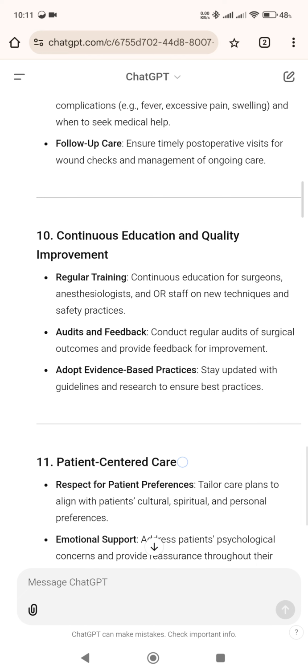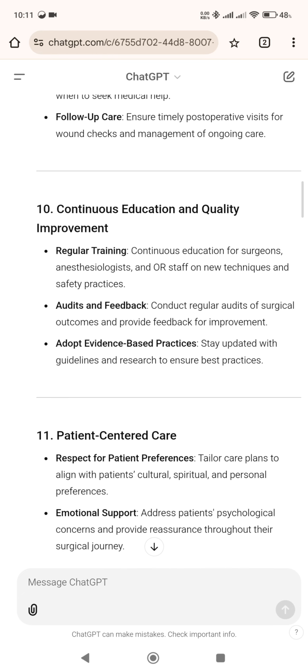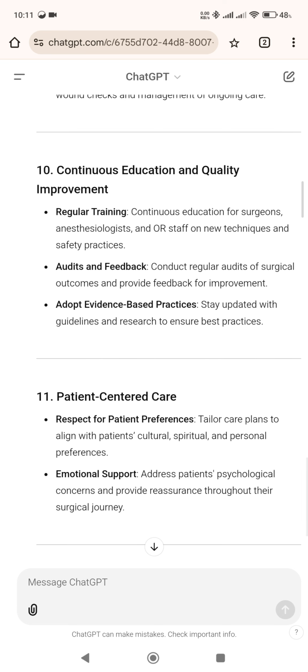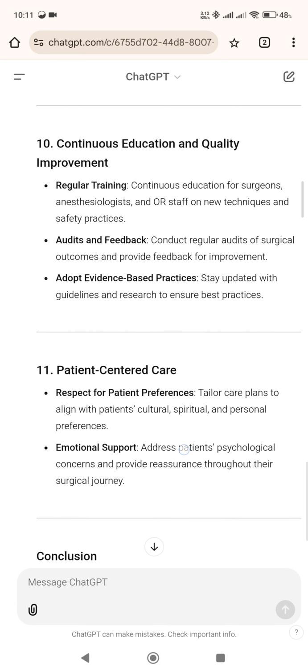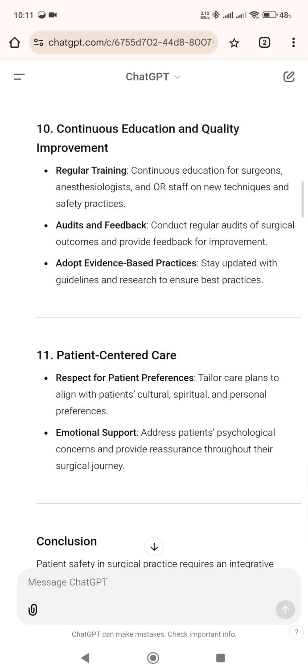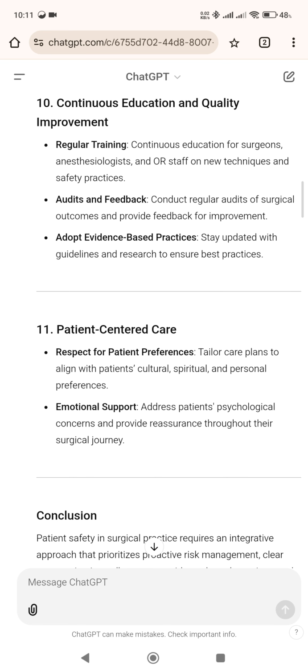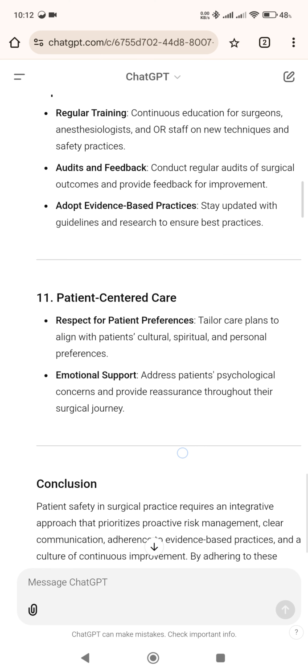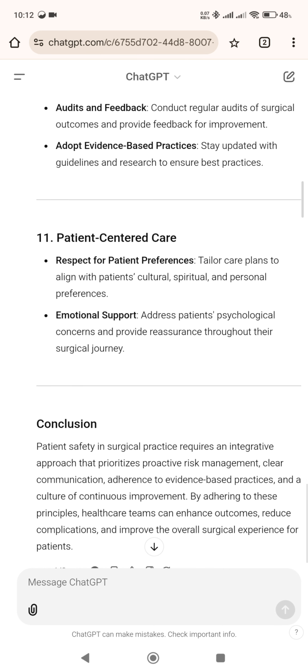10. Continuous education and quality improvement. Regular training. Continuous education for surgeons, anesthesiologists, and OR staff on new techniques and safety practices. Audits and feedback. Conduct regular audits of surgical outcomes and provide feedback for improvement. Adopt evidence-based practices. Stay updated with guidelines and research to ensure best practices.